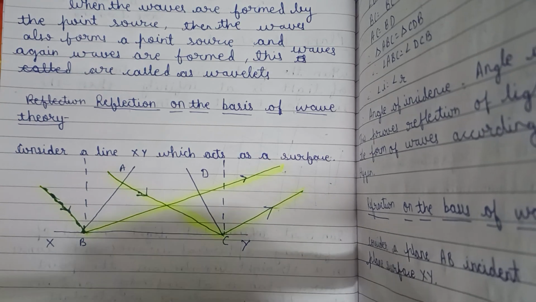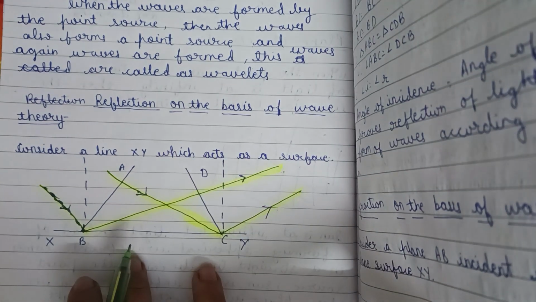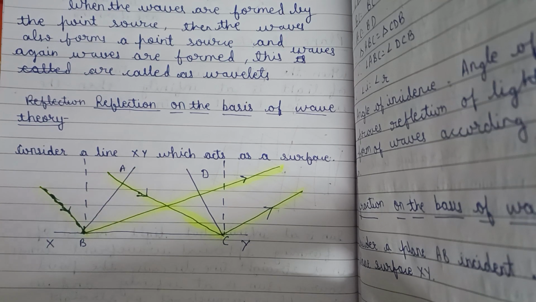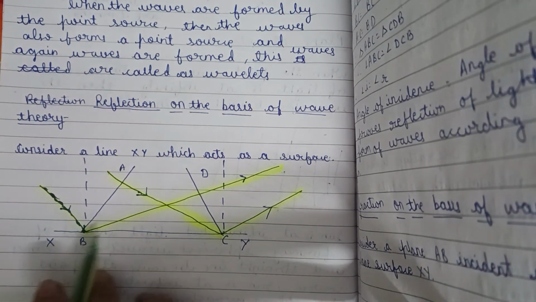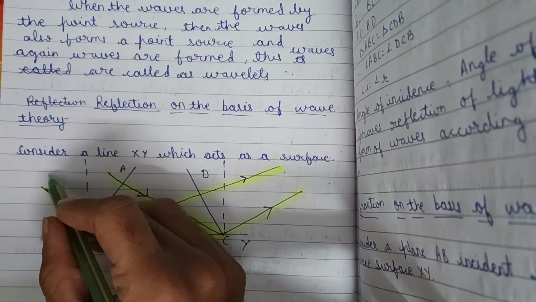Hello everyone, in this video we will cover reflection of light on the basis of wave theory. So in this we see that Huygens proved reflection of light after proving that light is a wave. Let's see how he proved it. He took an xy plane and made an incident light.